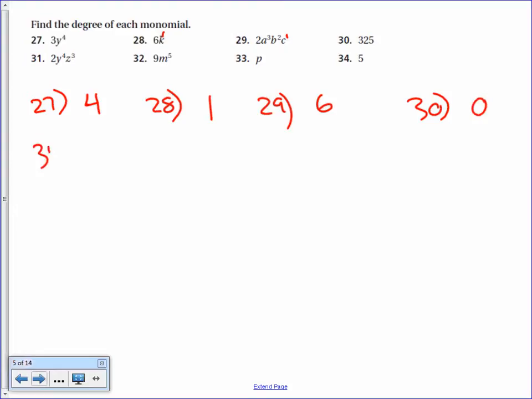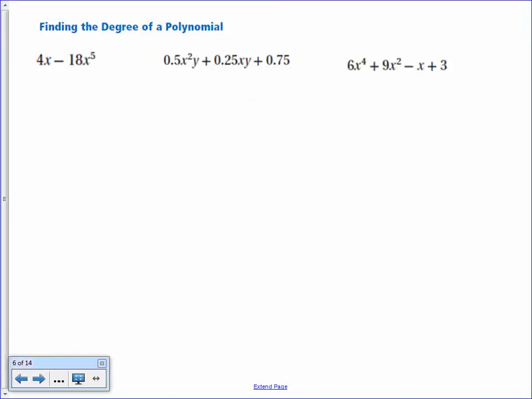Going to 31, 2y to the fourth, z to the third. Add those exponents, gives me a degree of 7. For 32, 9m to the fifth, exponent of 5, so that has a degree of 5. 33, just a p, so just a variable, and there's that invisible 1 there, so that has a degree of 1. 34, we have 5, which has a degree of 0.